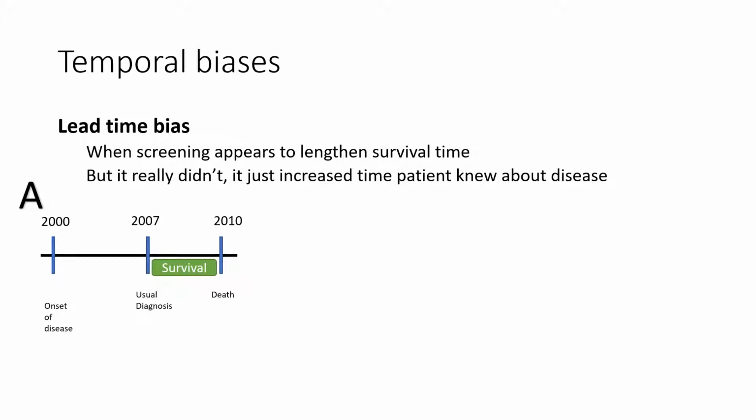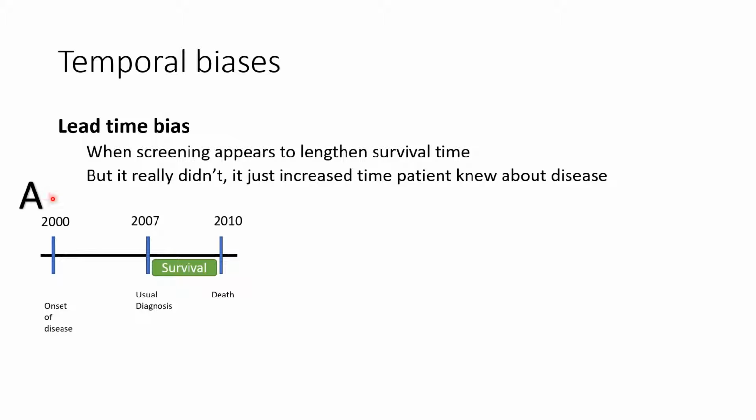There are also some temporal biases. The first type we'll talk about is something called lead time bias. And that is when screening appears to lengthen survival time. And you think that screening has made a difference and has increased survival time, but it really hasn't. And let's go through some diagrams.